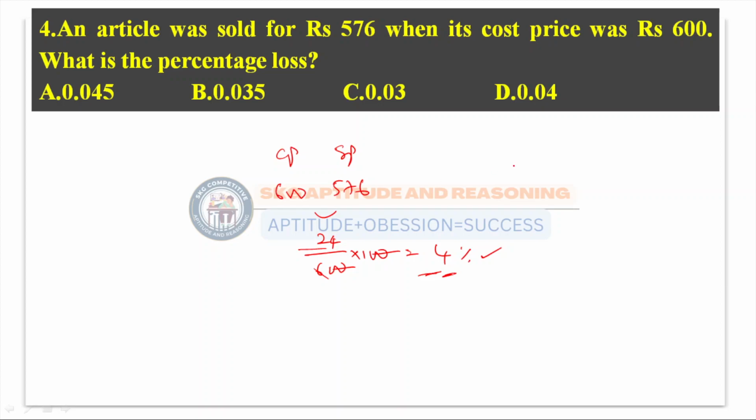Otherwise, you can also solve like this by using the formula: percentage loss is equal to (SP minus CP) divided by CP into 100. And if you substitute these values, you'll get the same answer only. I hope you understand this question. And let us move to the next question.